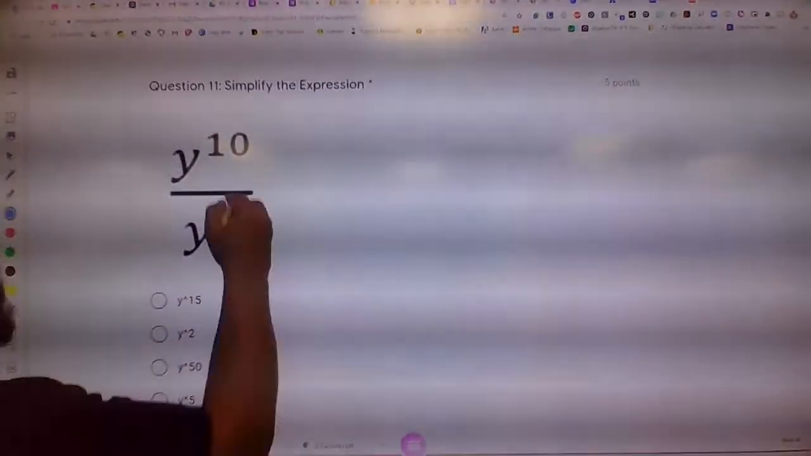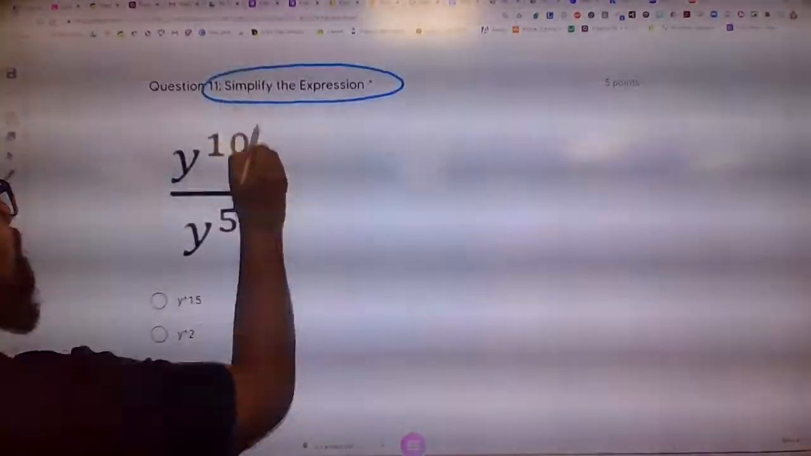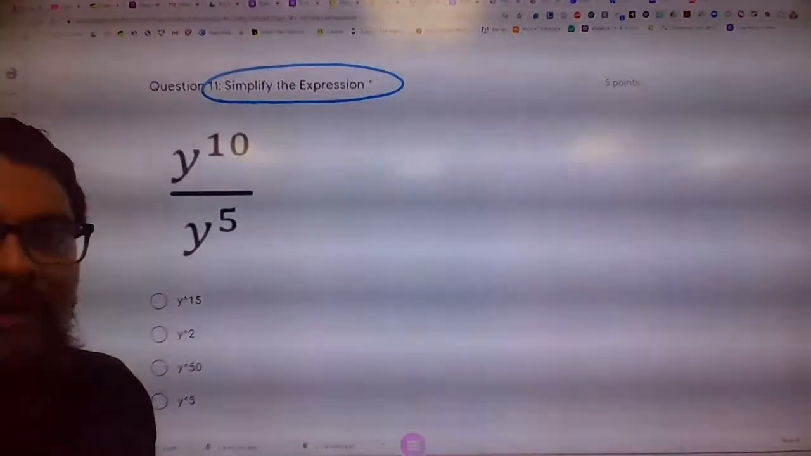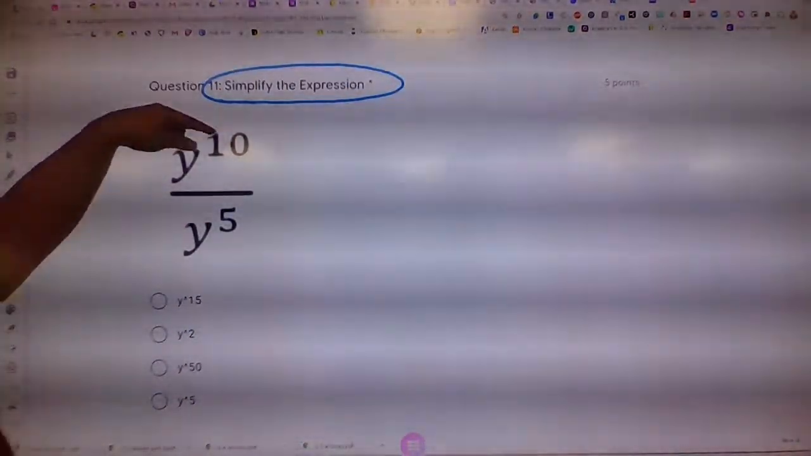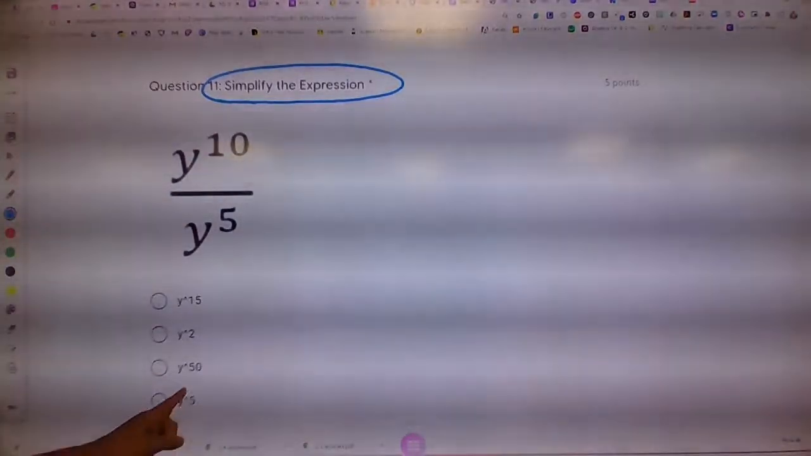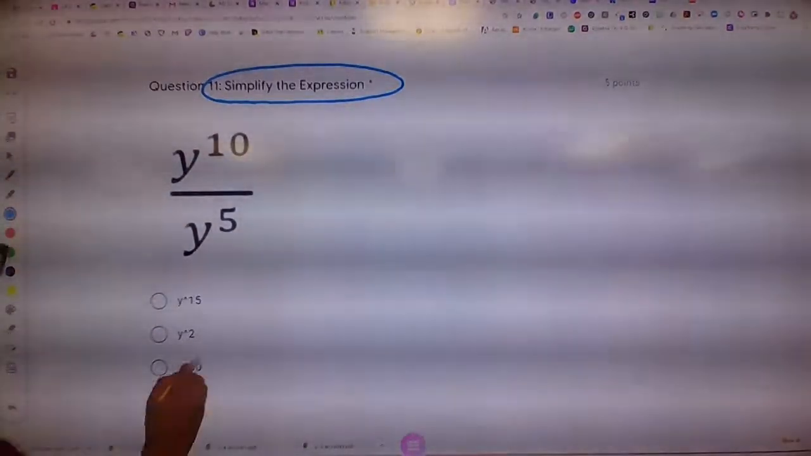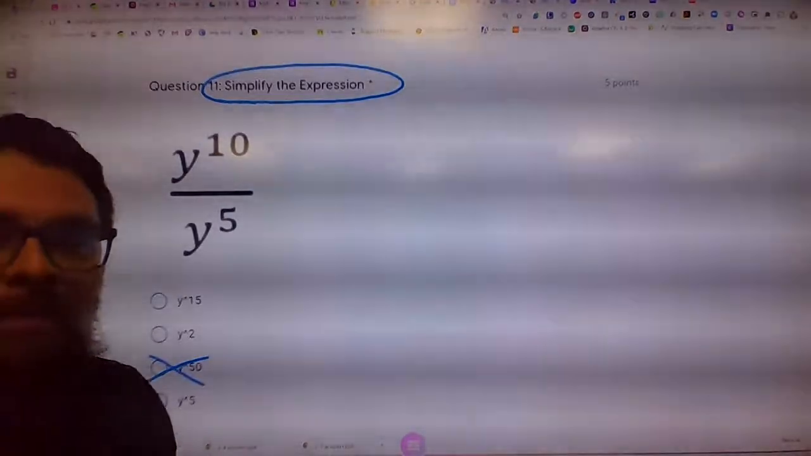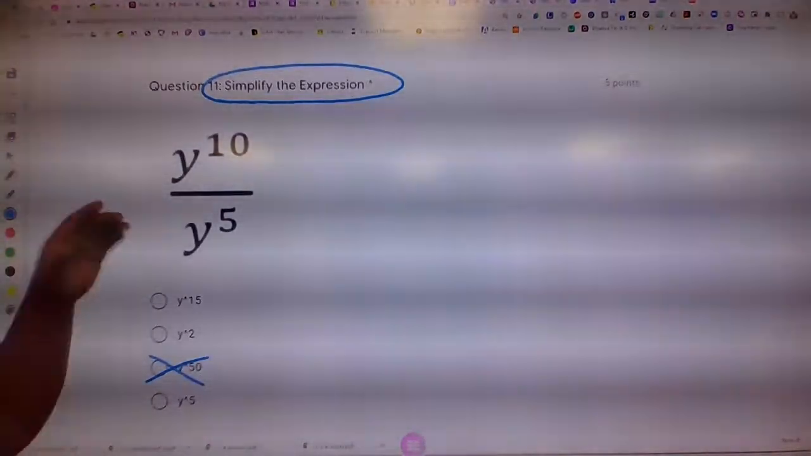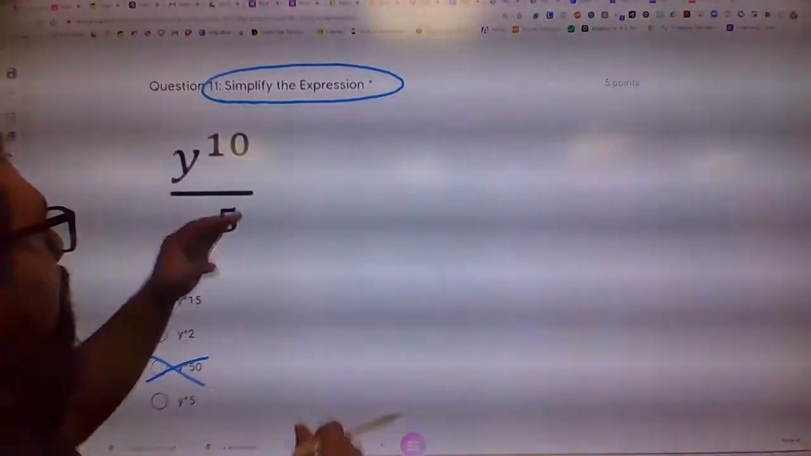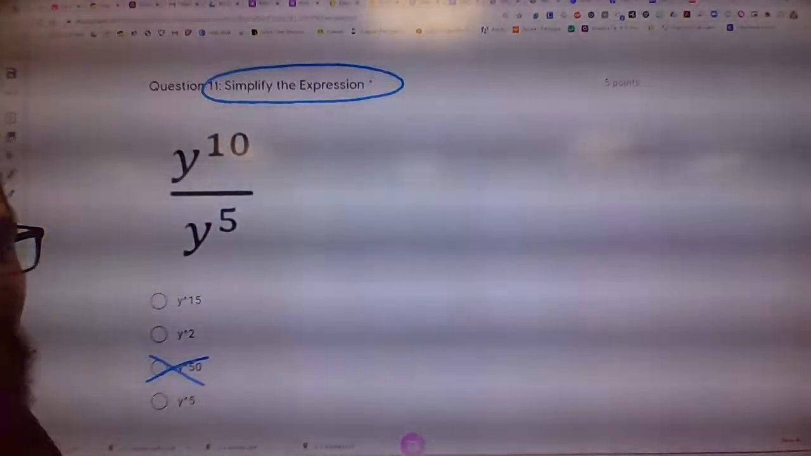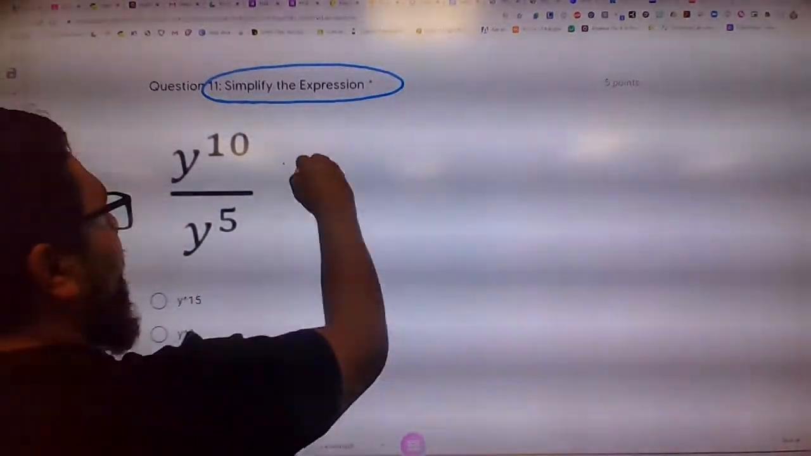All right, now here's number 11. Number 11 says simplify the expression. A lot of you multiplied 10 times 5 and you got 50. That's wrong. It's not 50, okay? Remember your basics. I told you, expand this. Don't be lazy, guys.